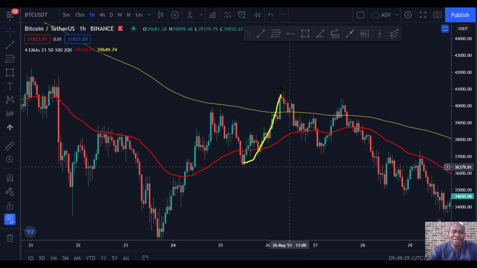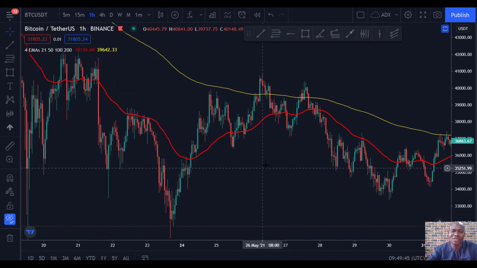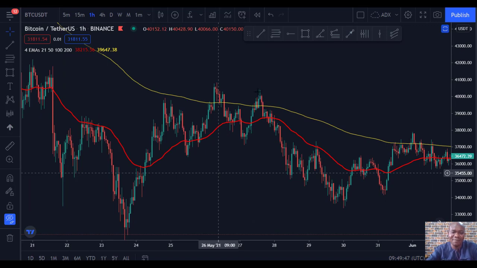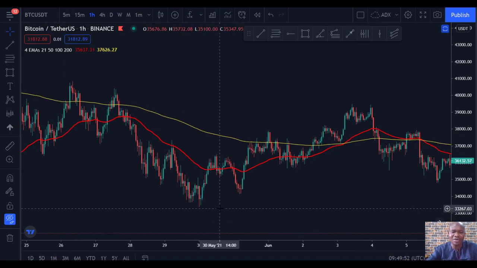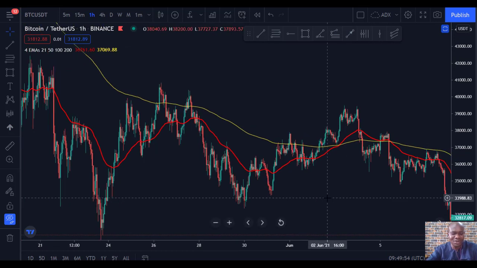So this is another impulse. This is another correction. This is another impulse. So that is how those things play out. You can see here, this is another impulse. This is another correction. This is another impulse. You can see I'm able to identify all these because I've been trading like this for a very long time, and identifying a structure, it's easy for me to do that.